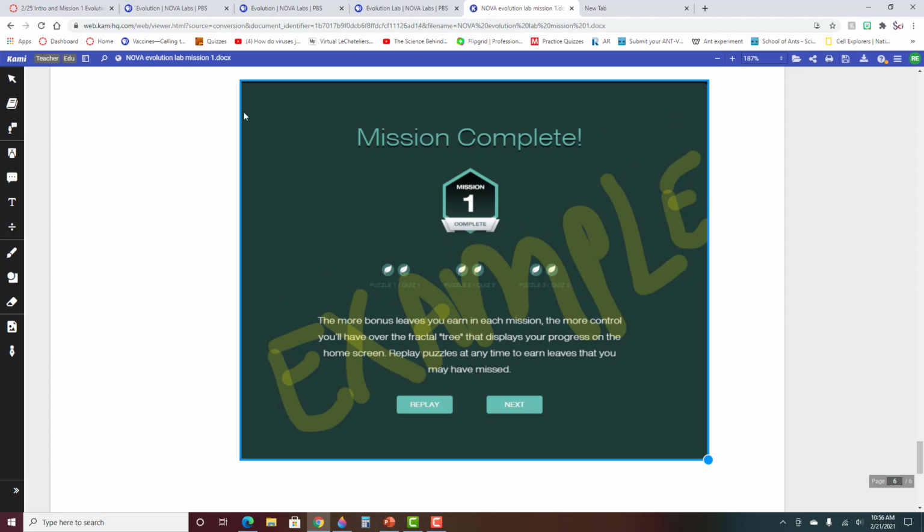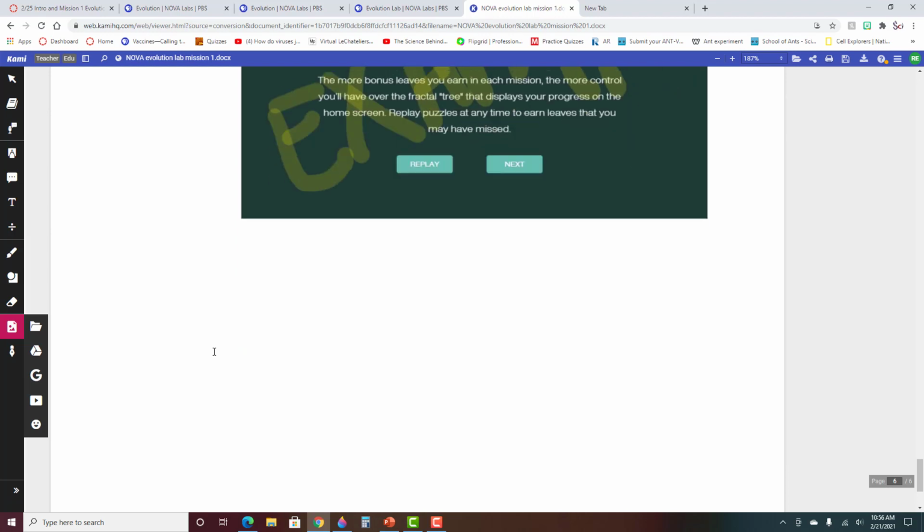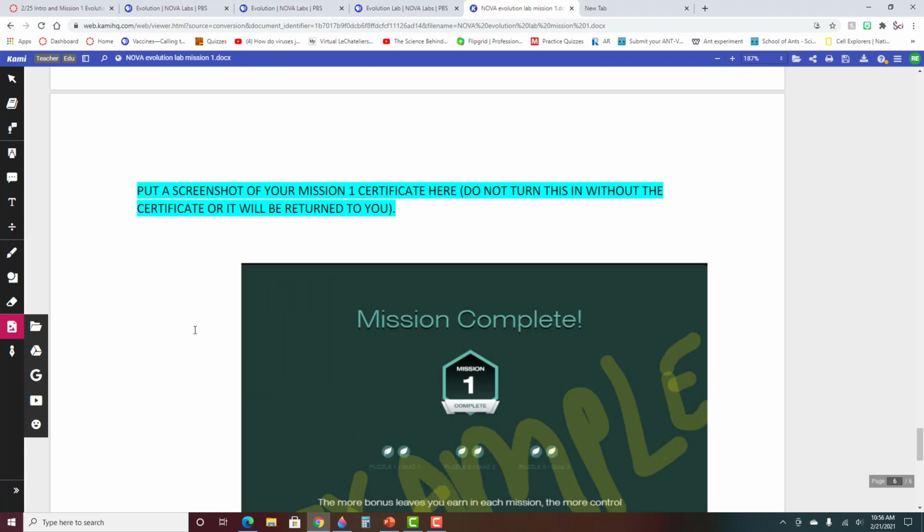So make sure you do get your mission 1 screenshot and you insert that here. You can insert it from your computer, or you can also insert an image from your Google Drive. So lots of ways to do that. Hopefully you find one that works for you, but insert your screenshot, and then once all the questions are answered, you can go ahead and turn this assignment in.